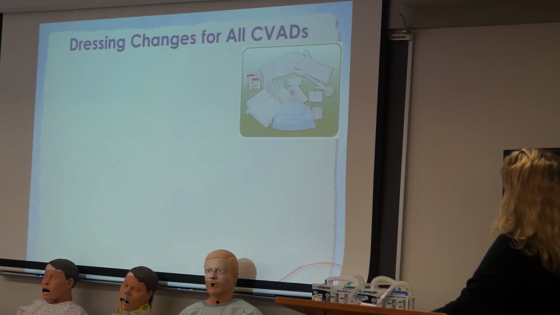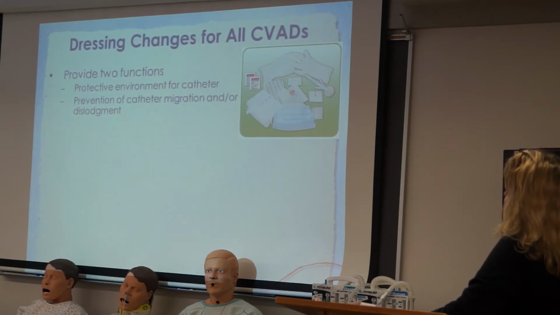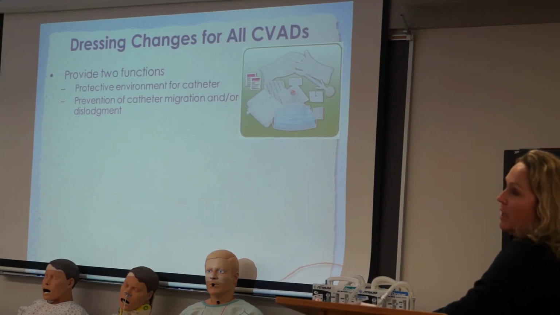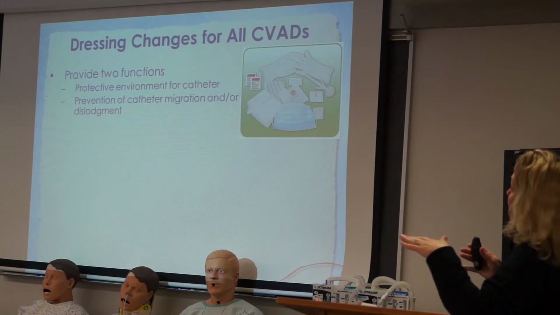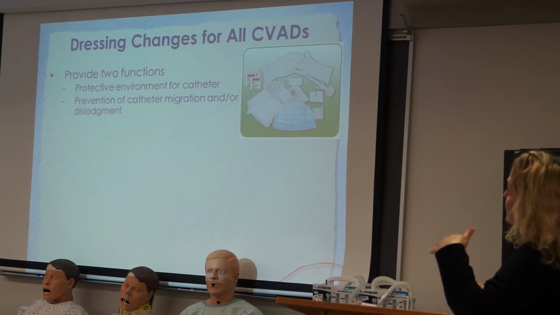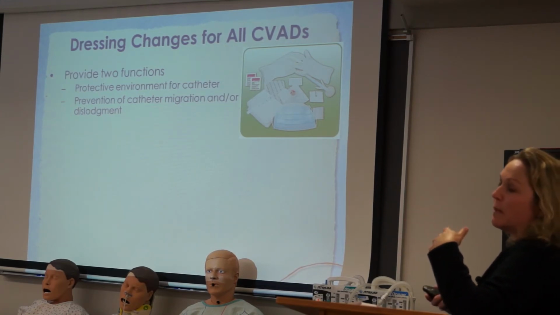All right, dressing changes. I didn't know it was going to do this. The two functions for dressing changes: you want to provide a protective environment for the catheter. You want to keep it as bacteria-free as possible so that you don't have an infection. And it helps to prevent catheter migration and dislodgement.